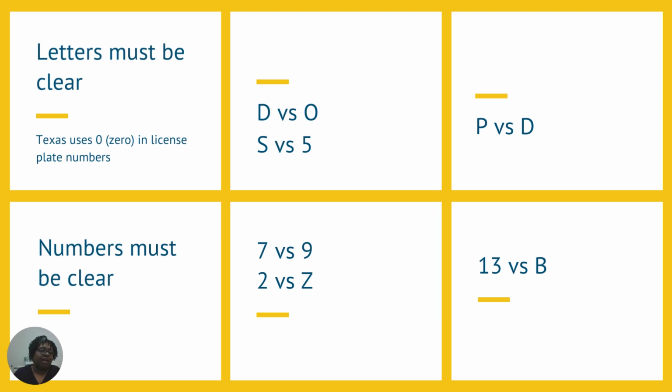Don't let your 2 look like a letter Z. And of course, complete that B so it does not look like the number 13. Because as I said earlier, one digit off will lead to the wrong vehicle owner, which could lead to the citation being dismissed.